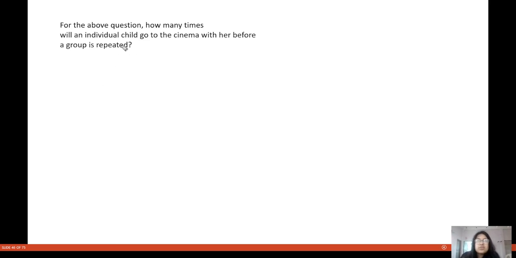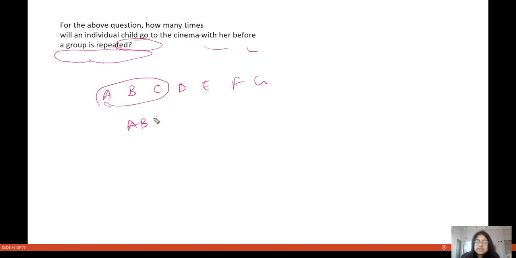Now look at this question. For the above question, how many times will an individual child go to the cinema with her before a group is repeated? So it is asking how many times an individual child will go. See what the question is asking here. For example, you have these children A, B, C, D, E, F, G. Let us start with this group. So either A, B, C can go to the cinema, or A, B, D, or A, B, E, or A, B, F, or A, B, G can go to the cinema.